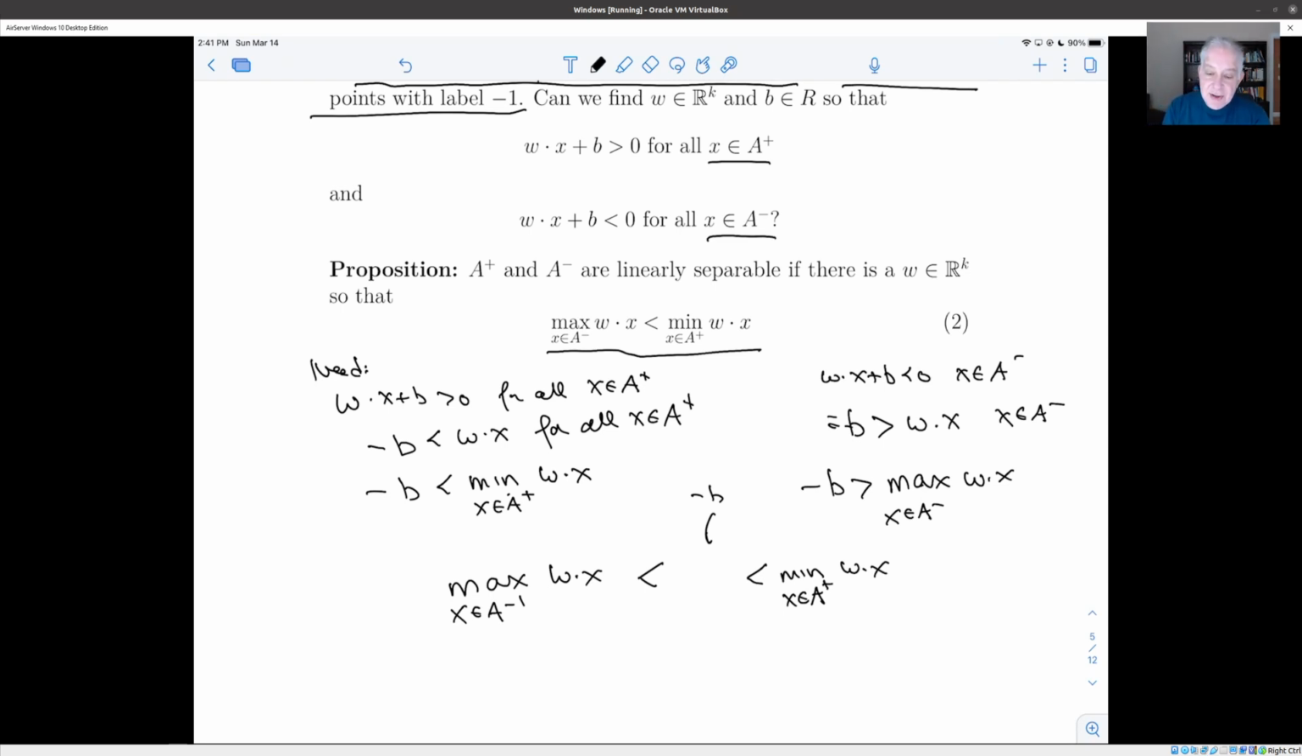On the other hand, if the inequality does hold, then you can choose any minus b you want in that range, in that gap between these two numbers. And if you work this all backwards, you'll see that you'll have the condition that you need. So if you want to know if your set is linearly separable, it's enough to look at the w dot x's as w varies. And then if you can find such a w with this inequality holding, then there's going to be an infinite set of b's that are going to work, that you choose between, you choose minus b between these two endpoints.